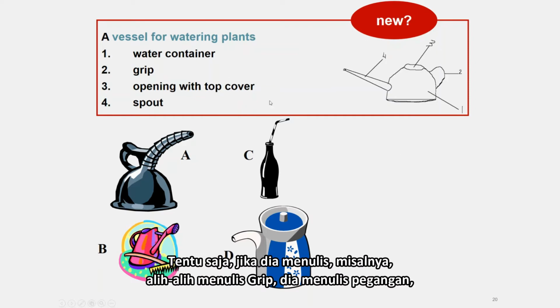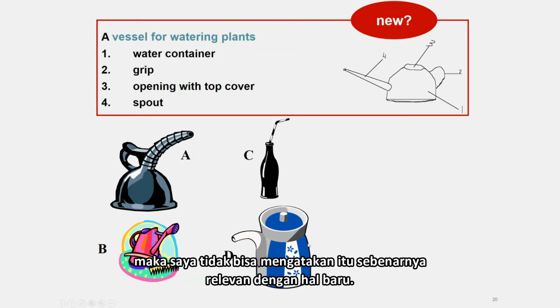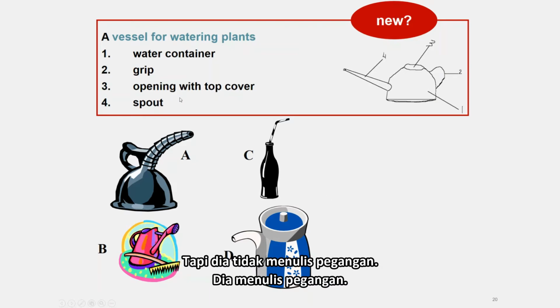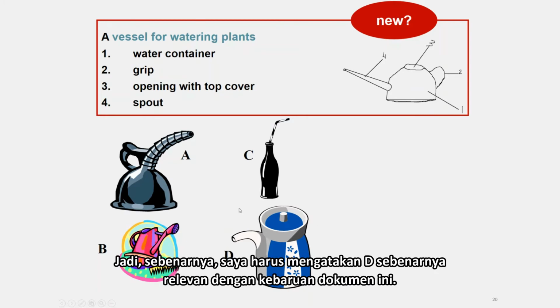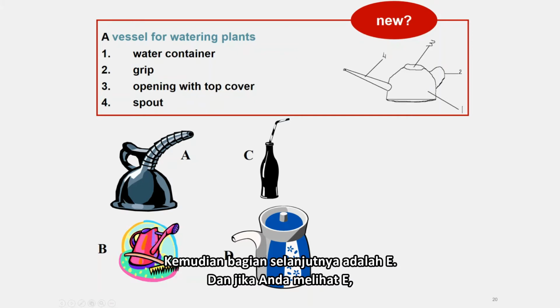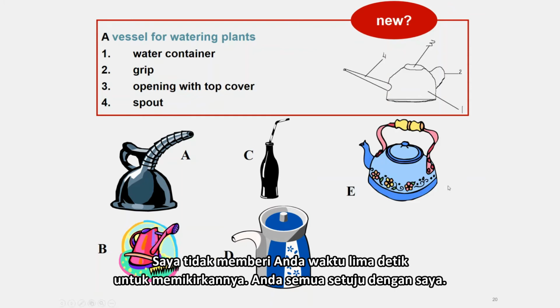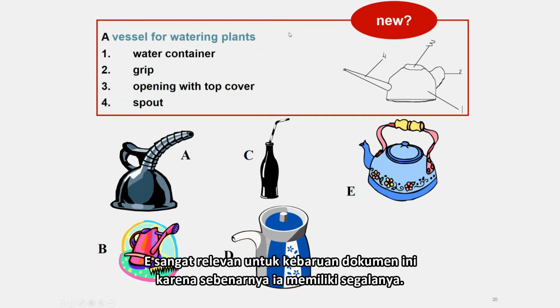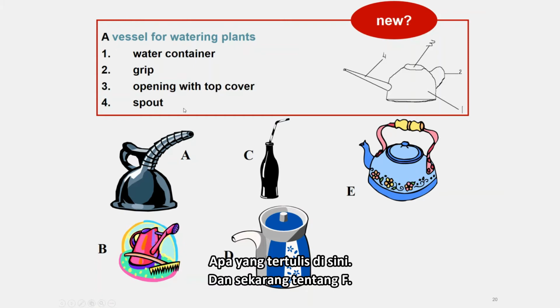Of course, if he wrote, for example, instead of writing grip, a handle, then I cannot say it is actually somehow relevant to the novelty. But he did not write a handle. He wrote a grip. So in fact, I have to say D is in fact relevant to the novelty of this document. Then the next part would be E. And if you look at E, I don't give you even 5 seconds to think about it. Yeah, you are all agreeing with me. E is really relevant for the novelty of this document because, in fact, it has everything what is written here.